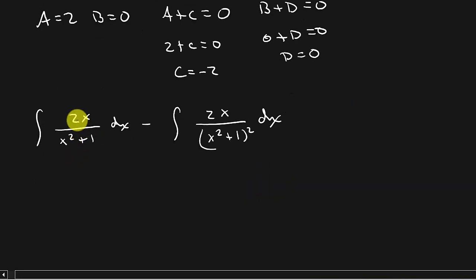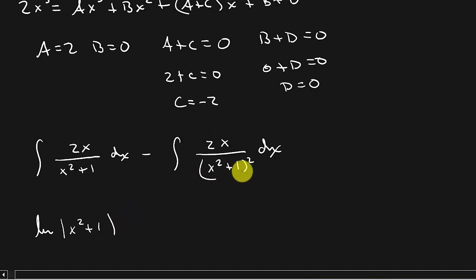So notice here, I didn't pull the 2 out. Normally I do, but what's the derivative of x squared? 2x. So there you go, natural log of x squared plus 1, and maybe minus here. But look at this. This I'm going to need to use u substitution, right? So once again, I'll come over here and show you the work. Might as well.